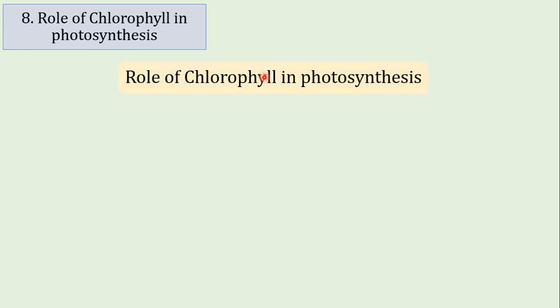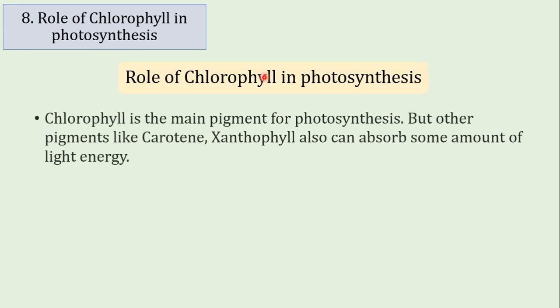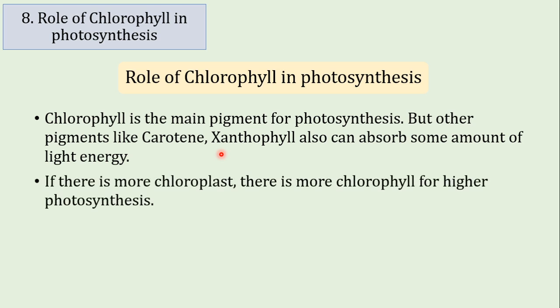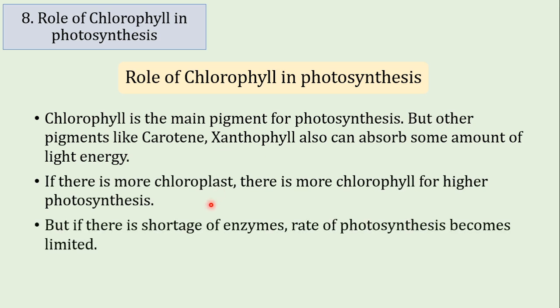Now we will understand about the role of chlorophyll in photosynthesis. We know chlorophyll is the main photosynthetic pigment that performs photosynthesis, that captures the sunlight energy, but other pigments like carotene, xanthophyll, they can also absorb some amount of sunlight to help in photosynthesis process. So if there is more chloroplast, then they will contain more number of chlorophyll, and that will result in higher amount of photosynthesis.